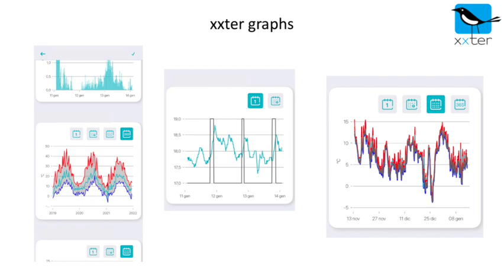When you load the profile in the xxter app, you can see your graphs with the data that is collected. If multiple periods have been set up for a chart, you can quickly jump between them using the buttons on the top right corner. You can pinch and zoom on the data to see more details.